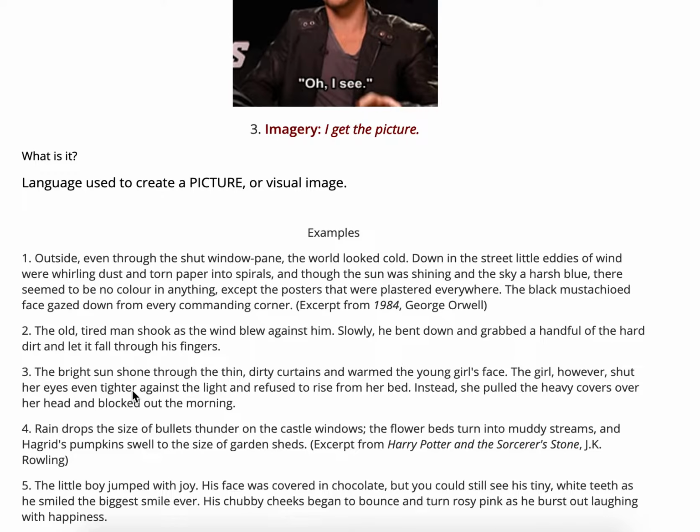But we can also learn something from these details, from this picture that's being painted. So the bright sun shone through the thin, dirty curtains. So she does not come from wealth, right? She's probably poor. It's probably summer because it's a bright sky, bright sun, and it's shining through and it warms her face, right? So it's trying to wake her up. The girl, however, shuts her eyes even tighter against the light. So she's clamping her eyes shut. And have you ever done that when you don't want to see it? I don't want to get up. I'm going to stay here.